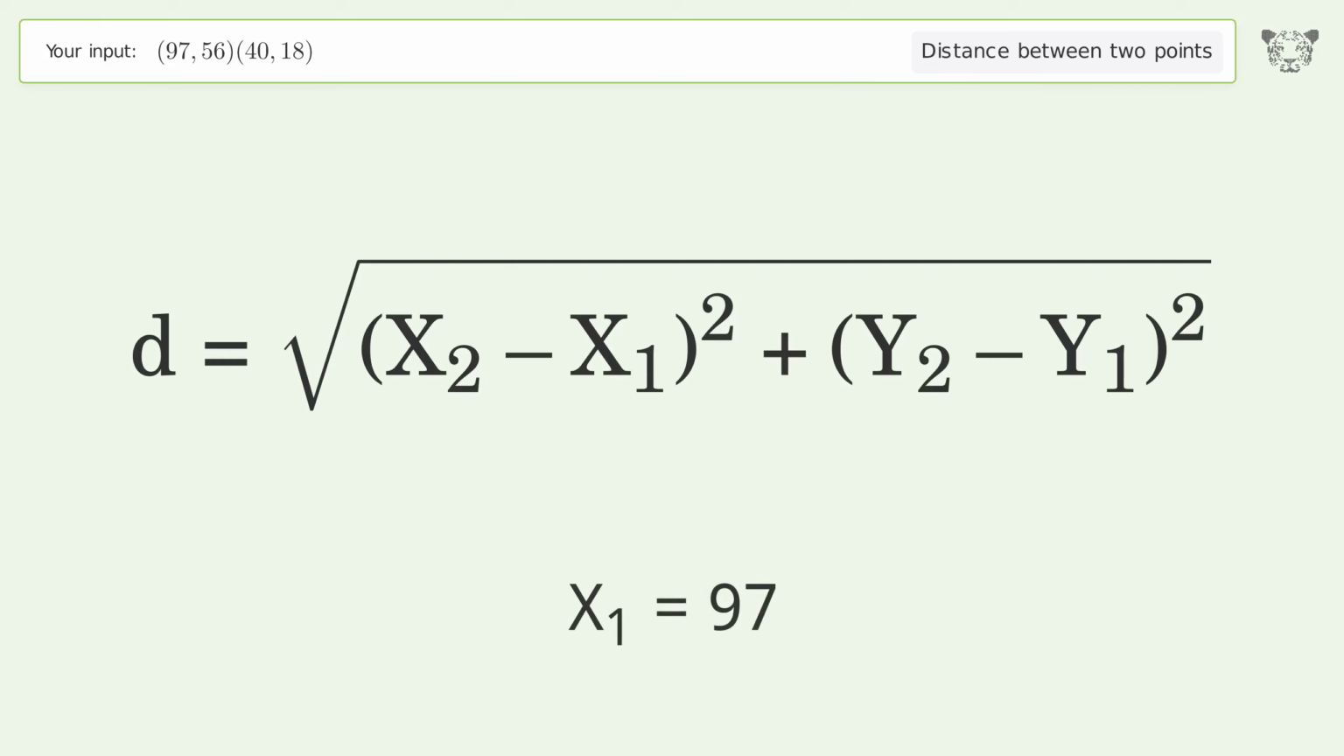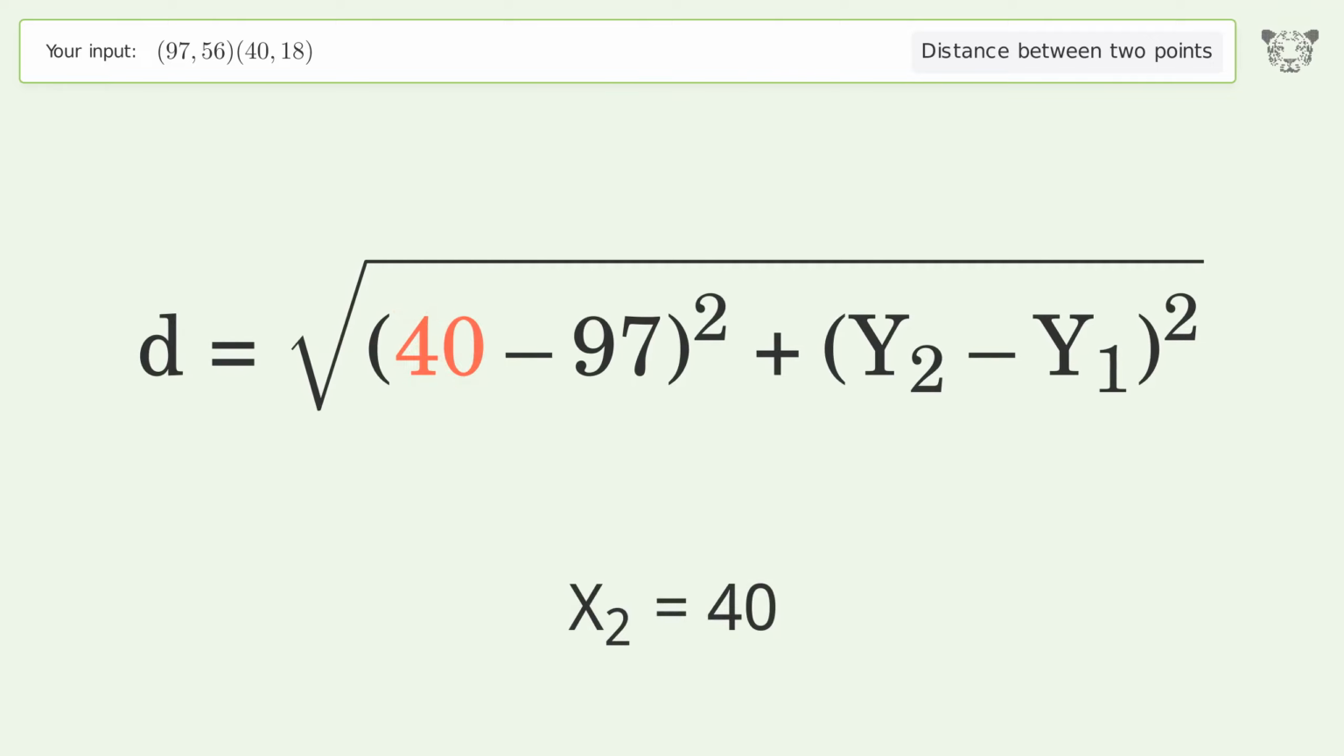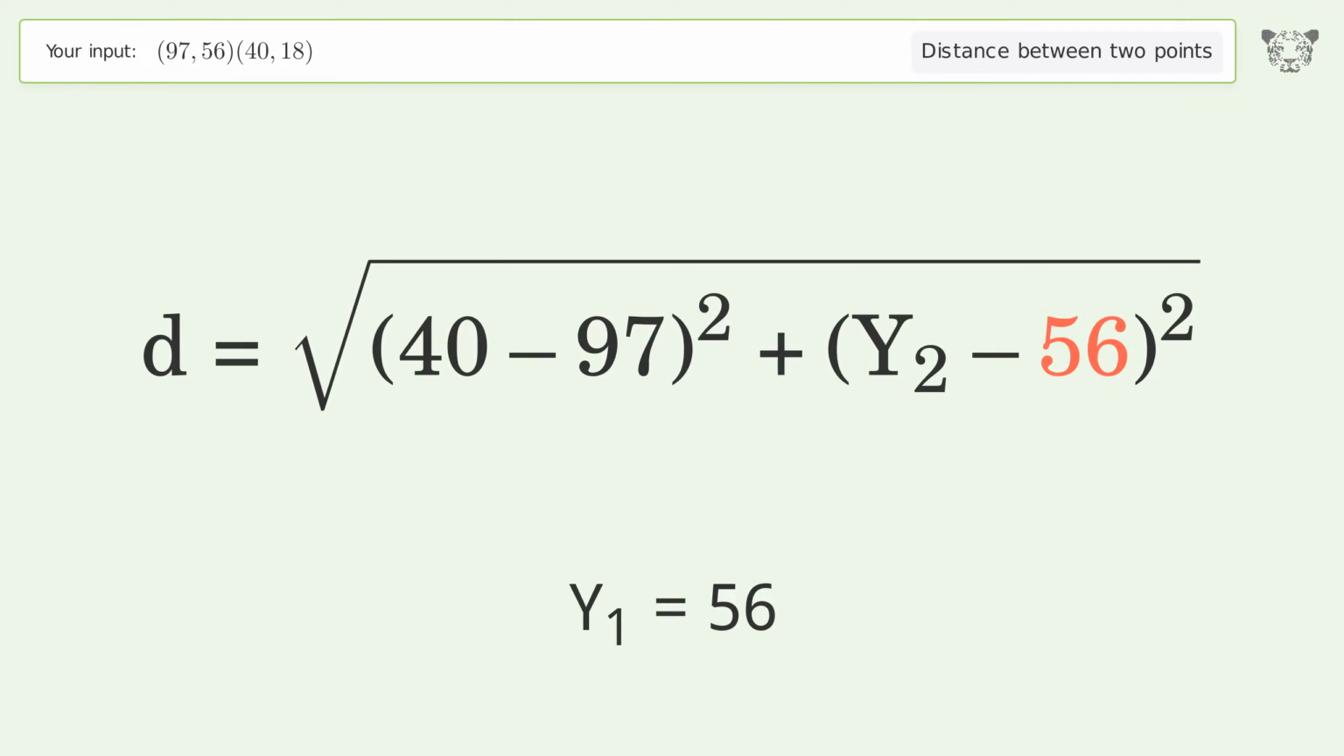x1 equals 97. x2 equals 40. y1 equals 56. y2 equals 18.